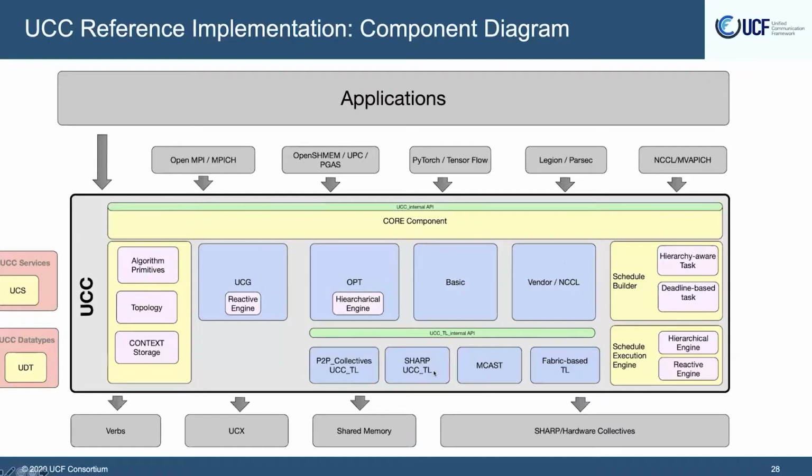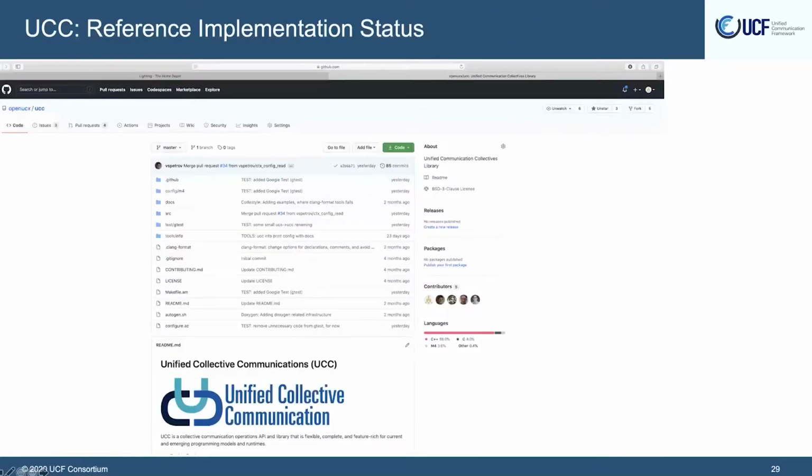And then we expect to have hardware-based collectives on Sharp, multicast, and maybe more. So to show the status of the code itself, I grabbed a screenshot from yesterday, I guess. And you can see that we are making a lot of progress. We have about 85 commits, and I think the code is evolving a lot. We have basic library initialization and so forth.